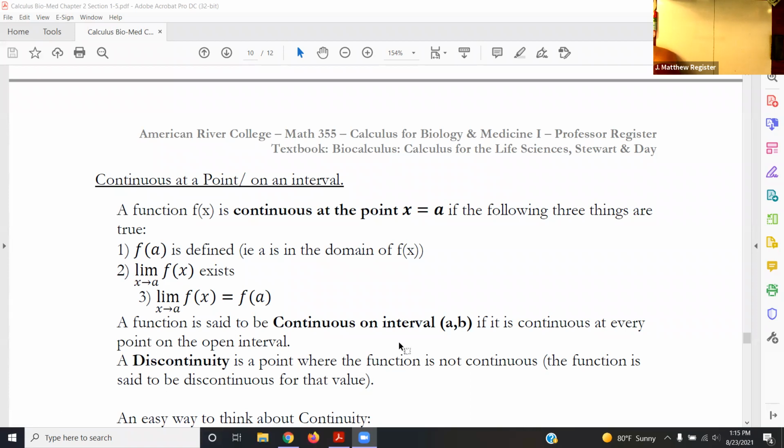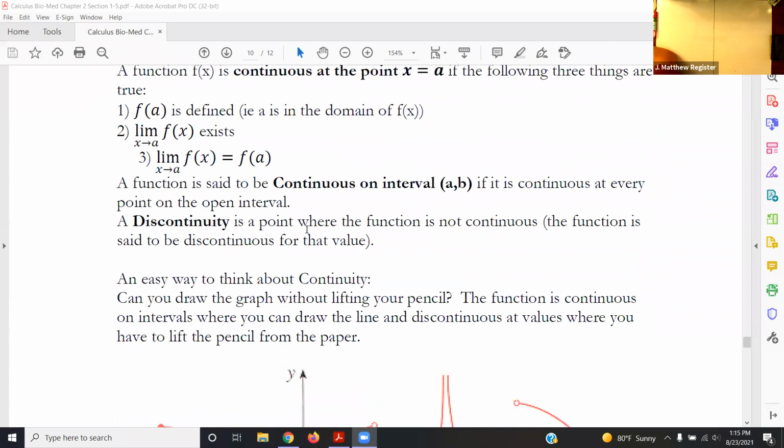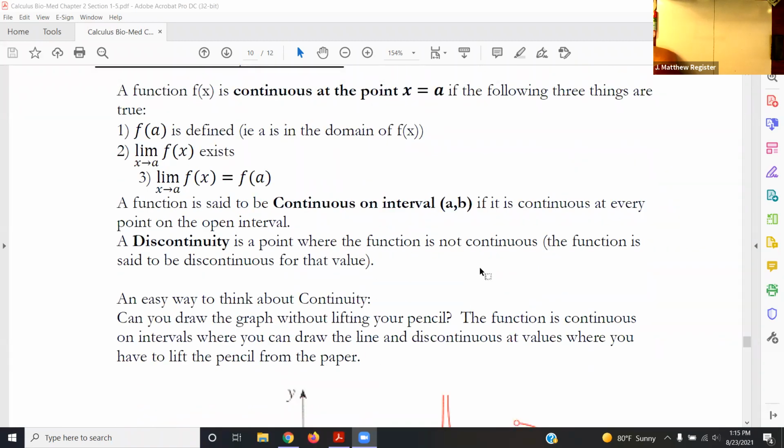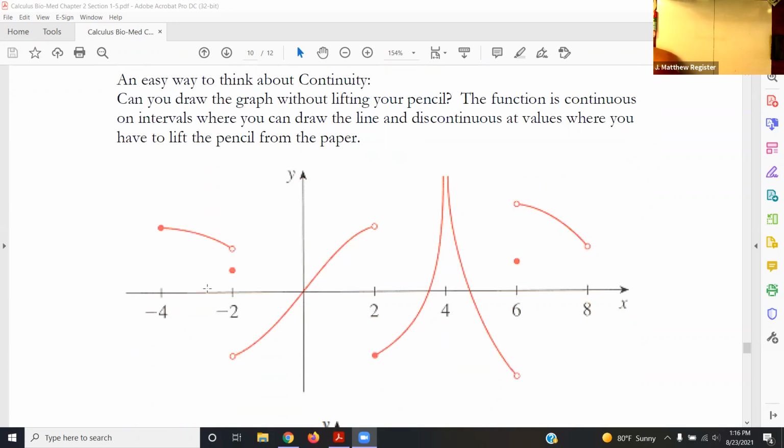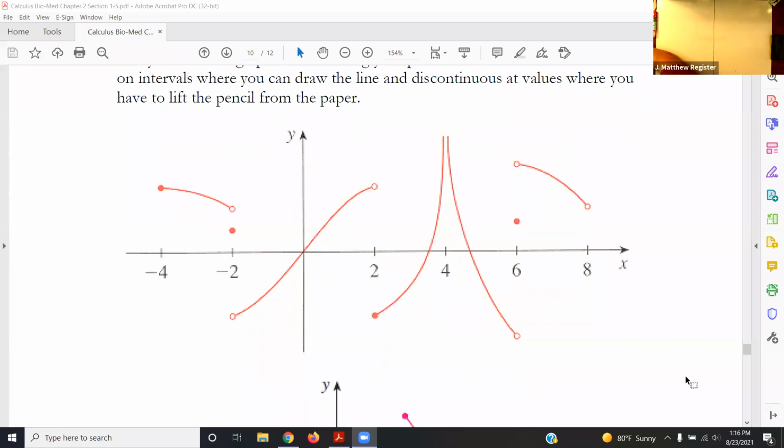A function is said to be continuous on an interval AB if it is continuous at every point on the open interval. A discontinuity is a point where the function is not continuous. And so the function is said to be discontinuous for that value. Again, the easiest way to think about it: can you draw the graph without lifting your pencil? Looking at this example, it is discontinuous at -2. It's discontinuous at 2. It's discontinuous at 4. It's discontinuous at 6. And then the function ends at 8.